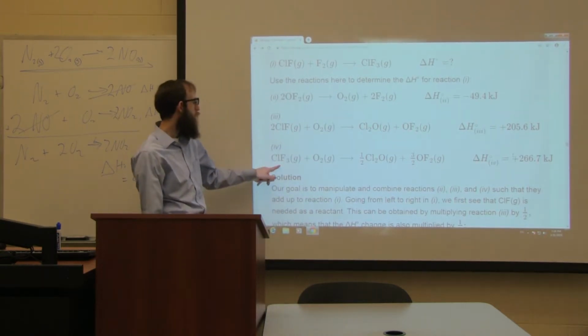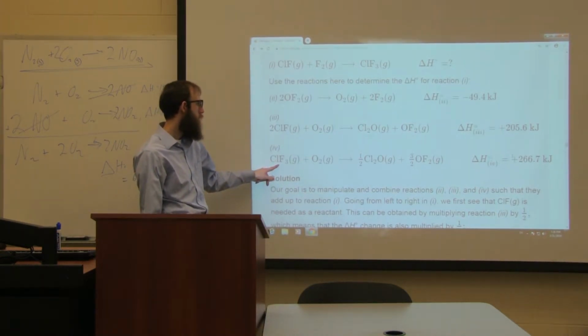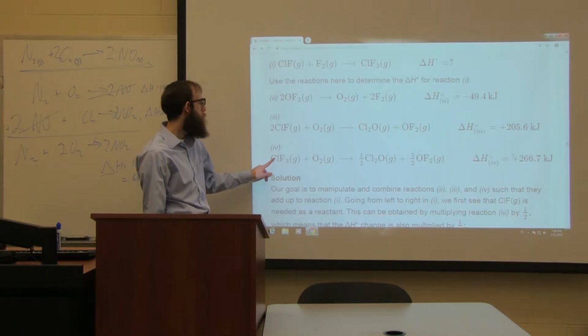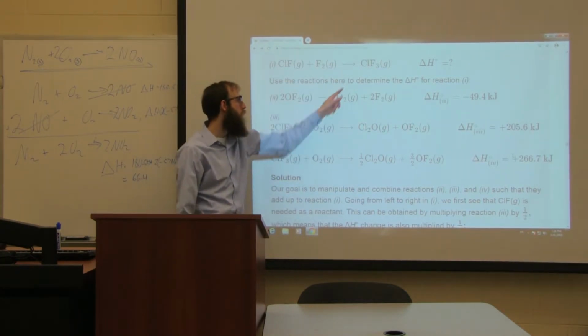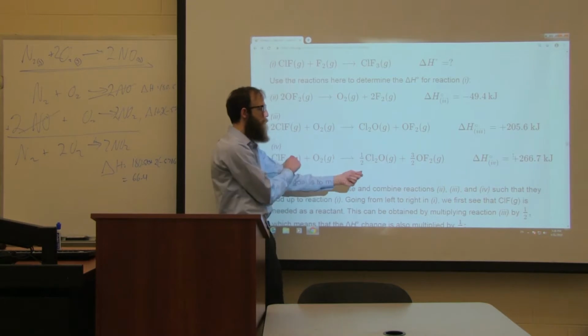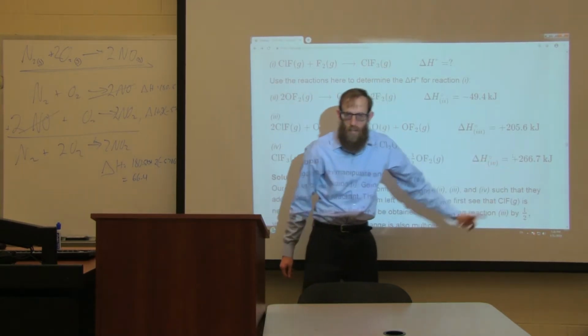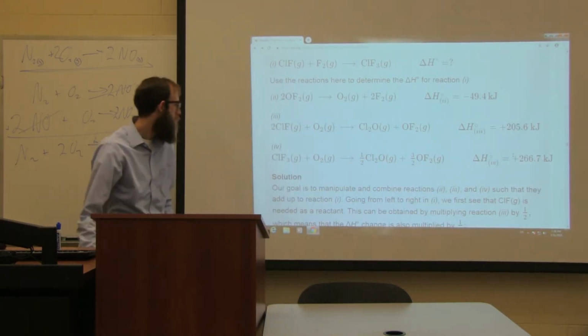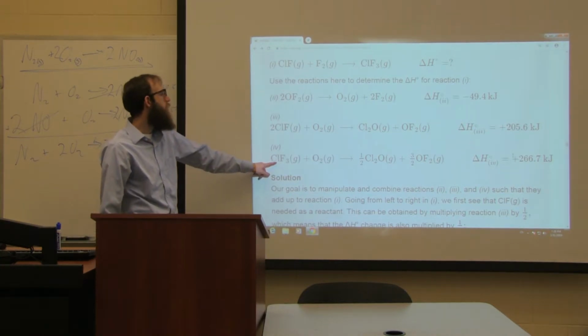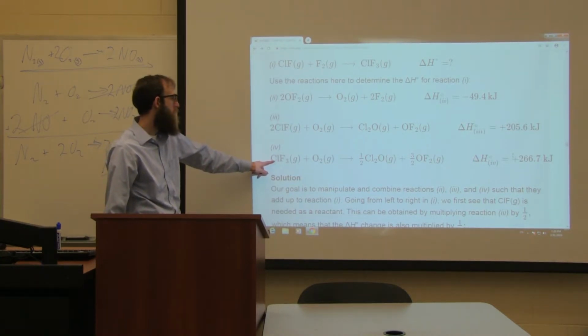Well, we have ClF3 in this equation, and that's the only place it exists. But we have it as a reactant. We want it to be a product, so we would flip this. But in flipping this, we have to change the sign. In flipping it, we get this as a product. That's great.